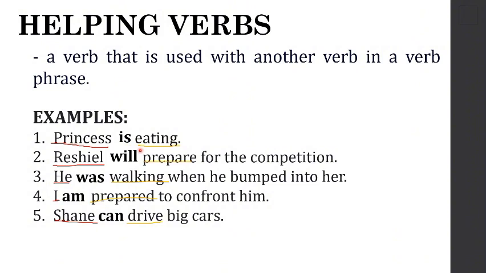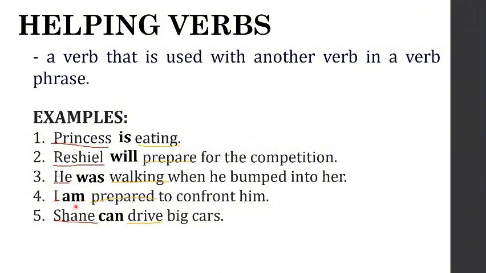The second example used will, which means that the action will be done in the future tense, or will be done in the future. And the third example used the verb was, which means that it was done earlier, and it is in the past tense.